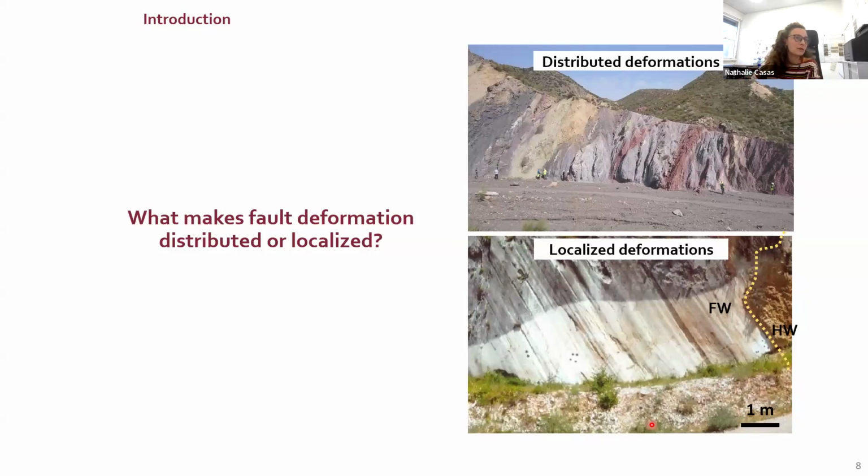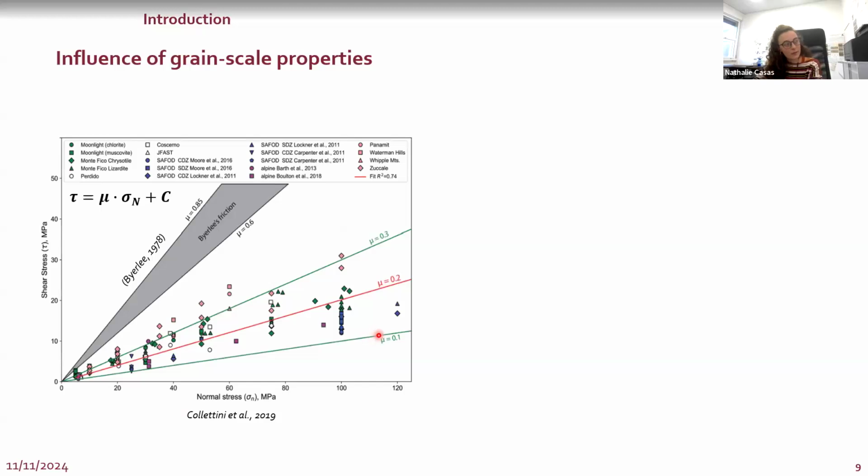how these two different types of deformation can form, we can go to the grain scale or the micro scale. So here you have the well-known Byerlee friction laws that said that friction was mostly between 0.6 and 0.8 and independent of the normal stress. And here is the more recent study from Collettini et al., where they did many laboratory experiments, but coming from rocks from the field, where they also found different and much lower friction values.